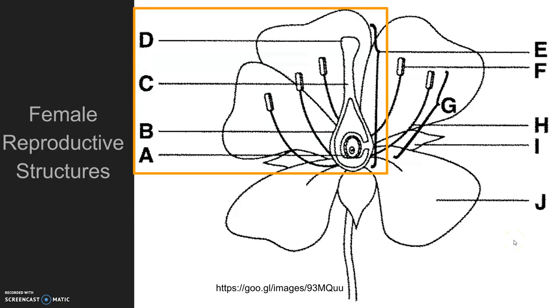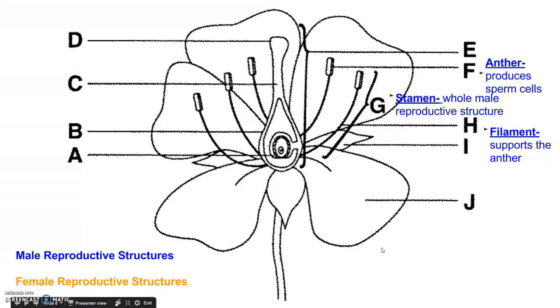All right, now we're going to move into the female reproductive structure, so go ahead and grab a different color and fill in your key. This should be down here on your diagram. And again, we're going to label the structure and the function of each part.